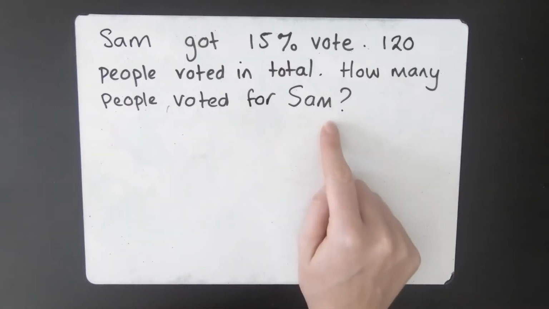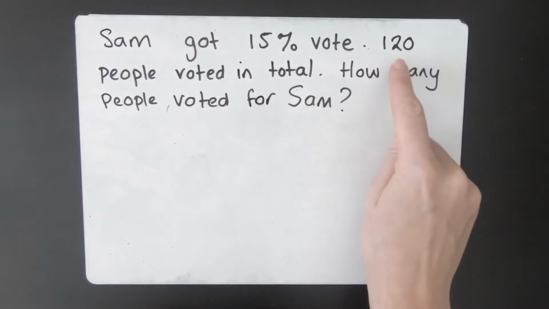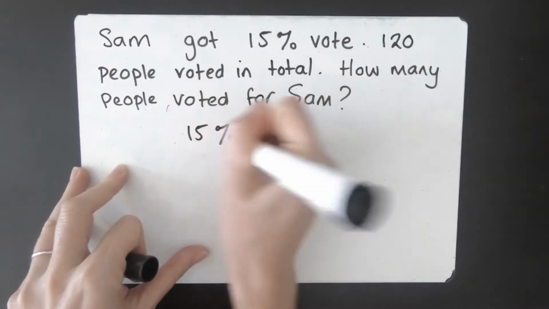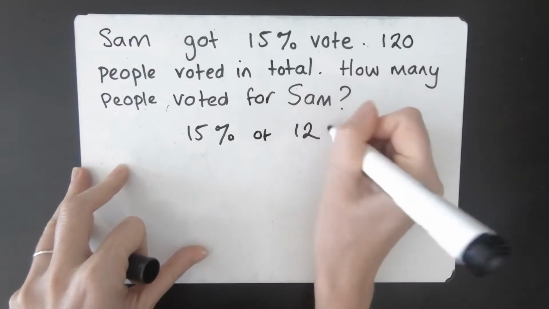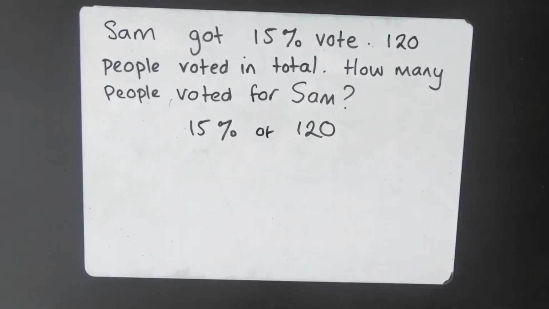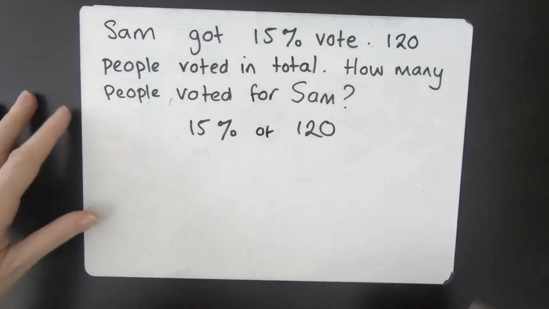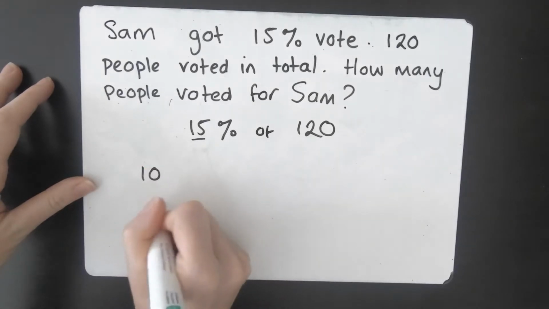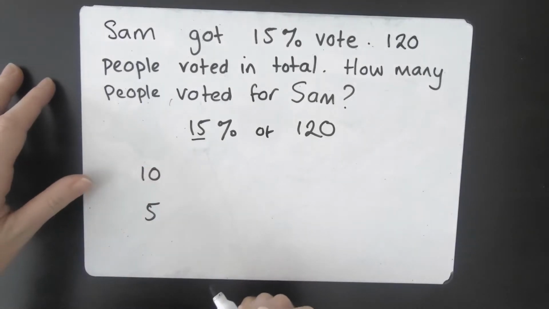People voted for Sam. So we need to find what 15% of 120 is. 15% of 120. Now I want you to start looking at this and chunking off information that you know and can find quickly. To find 15%, easy. We'll find 10%, we'll find 5%, and we'll add them together.